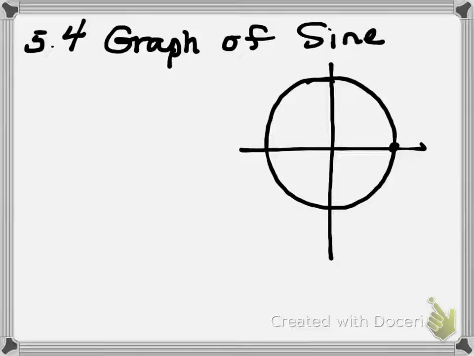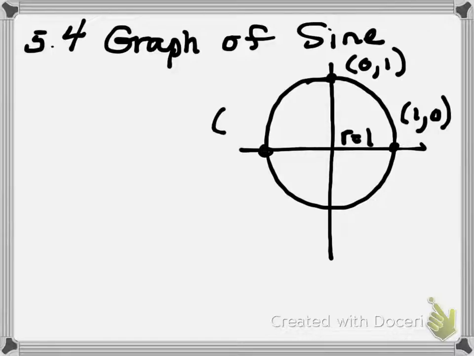In the unit circle, the radius is 1. So the coordinates of 0 or 2 pi is equal to an x value of 1, a y value of 0. For pi over 2, that's an x value of 0 and a y value of 1. For pi, it's an x value of -1, a y value of 0. And for 3 pi over 2, it's an x value of 0 and a y value of -1.